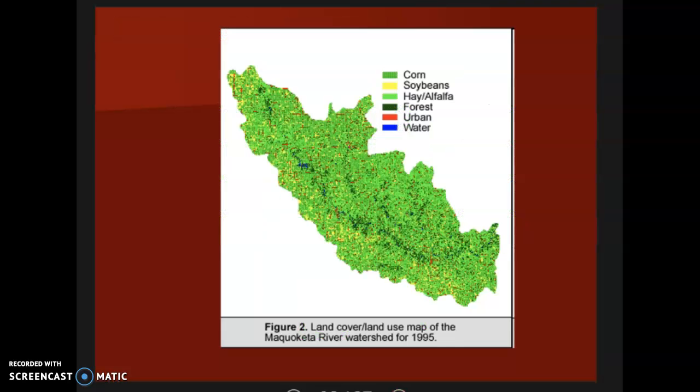Here's a classification map that was created, and here you see it's called a land cover land use map because it is combining the two, land cover and land use, in the key. So you can see that this is dominated by agriculture in this watershed.